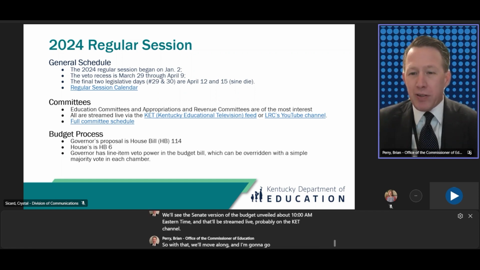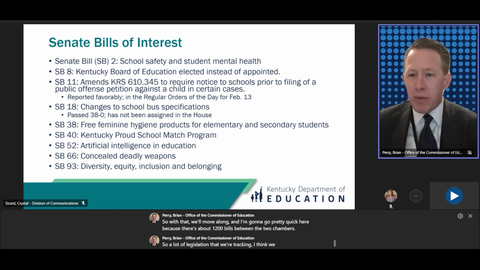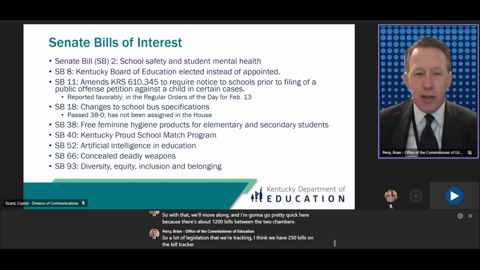I'm going to go pretty quick here because there are about 1,200 bills between the 2 chambers. So a lot of legislation that we're tracking. I think we have 250 bills on the bill tracker chart. So we're just going to hit some highlights.